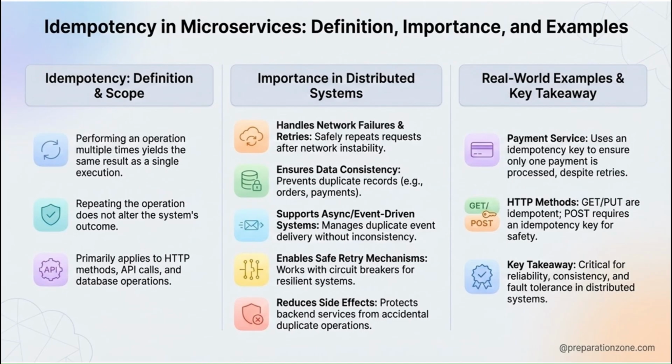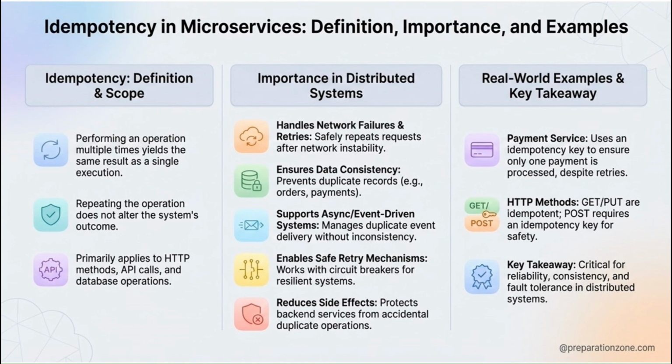Another example is HTTP methods. GET is naturally idempotent. You can fetch something 100 times, nothing changes. PUT is idempotent too. Updating your resource to the same value keeps the state identical. POST, however, is not idempotent. That's why we often wrap POST operations like order creation in idempotency keys as well.